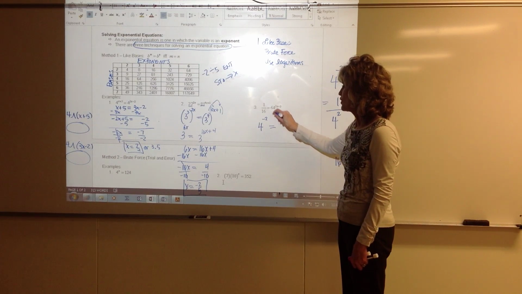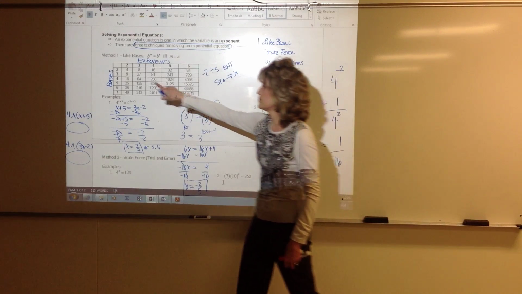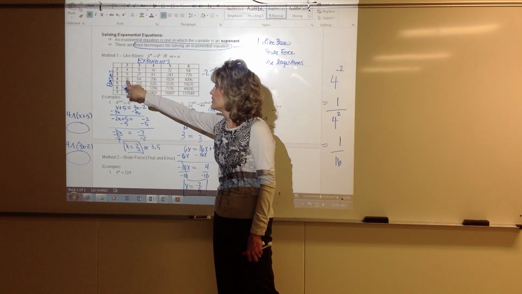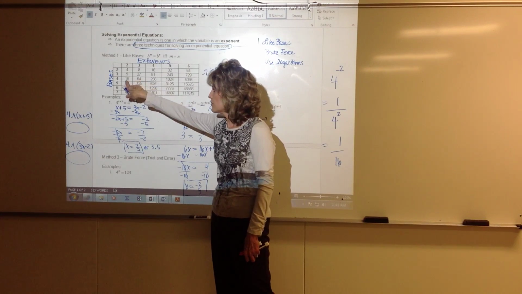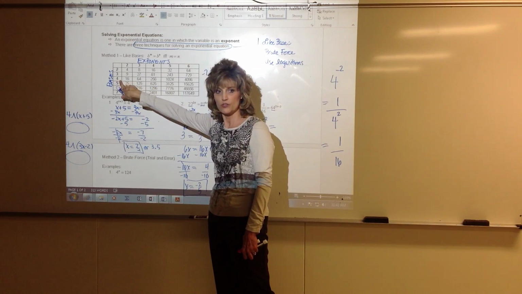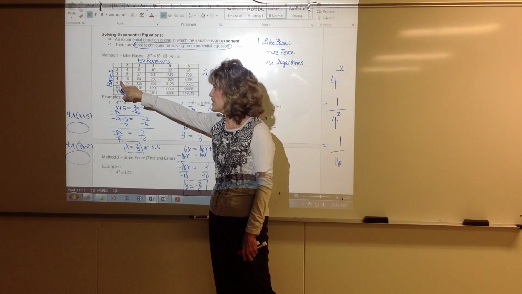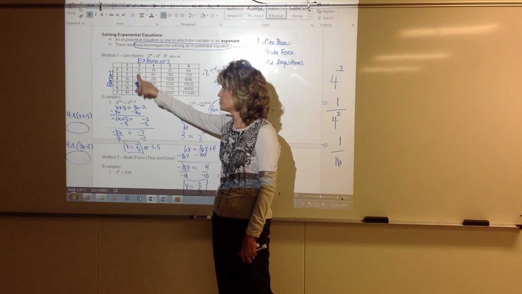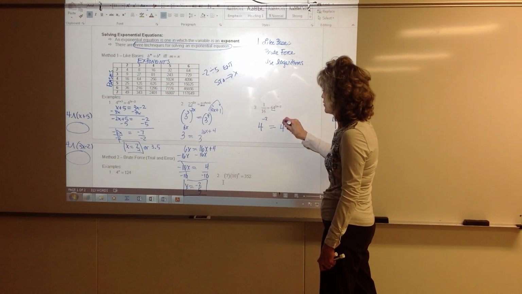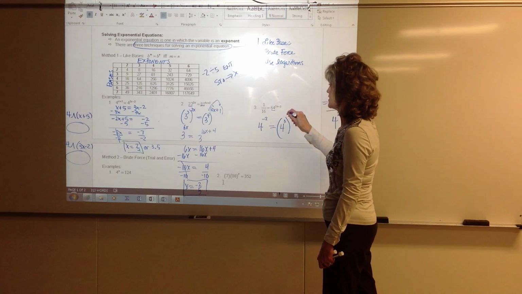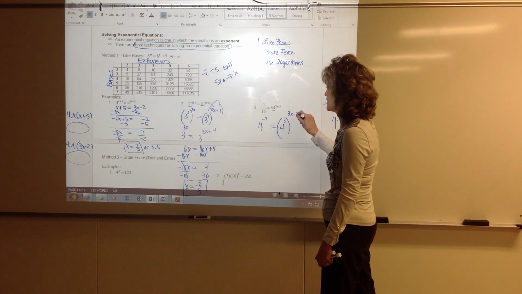Instead of 64, how do I get 64 with a base? But we're not using 8 as our base. 4 and 16 have a common base of 4, so we're using 4 as our base. So 4 to what power gives you 64? Third. So we got 4 to the third. That still has to be raised to the 3x minus 2 power.